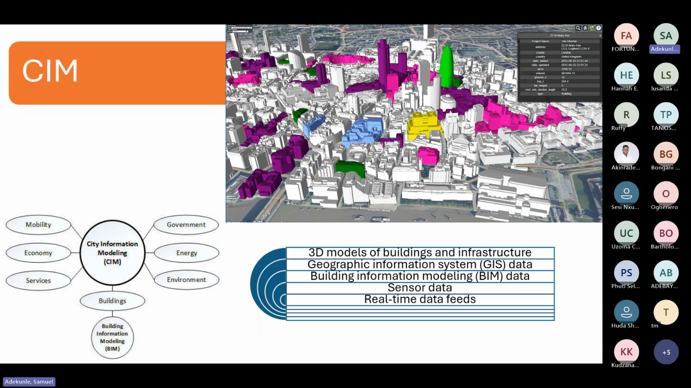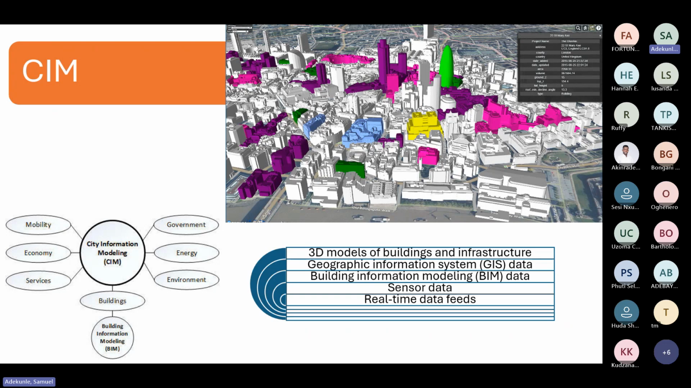Take, for example, for those in, say, South Africa, let's say we are modeling Johannesburg as a whole, and we have a virtual representation of it, and we see everything that is happening in real time in that model. And for us to have that, we need 3D models of buildings and all infrastructures. We need geographic information modeling. We need the information modeling from BIM data. Sensors will also be there, with real-time data feeds to achieve this.